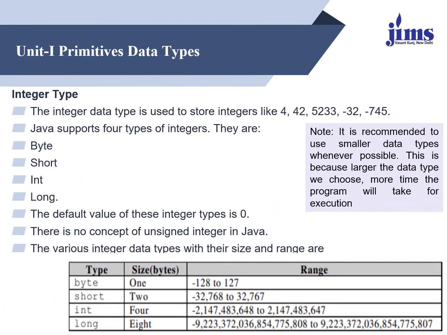Then comes the integer data type. Within the integer data type, it supports 4 different types of integer: byte, short, int, long. And the default value of the integer data type is 0. In Java, there is no concept of unsigned integer, whereas in C and C++, there is a concept of unsigned integer also. Here there is no concept of unsigned integer.